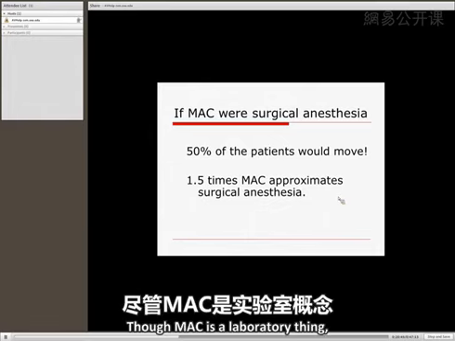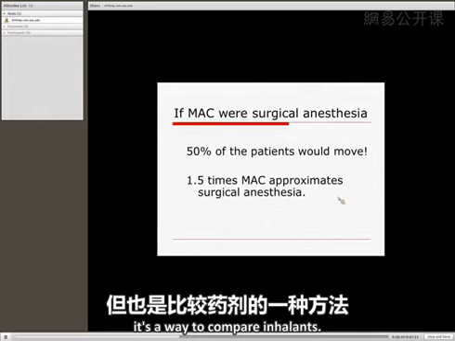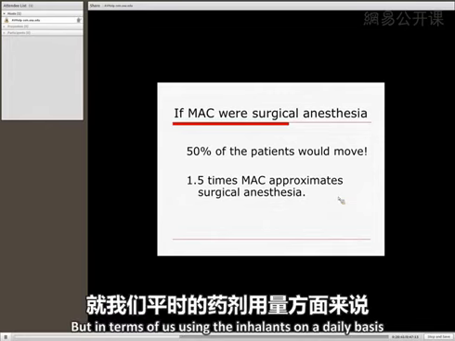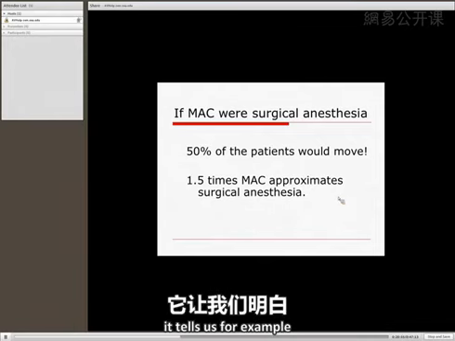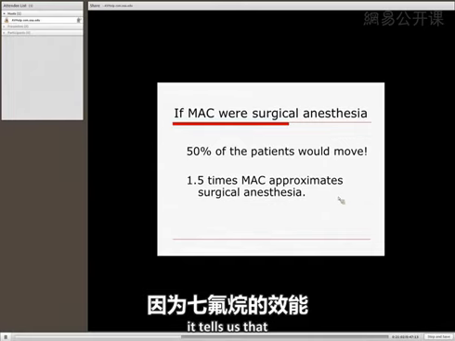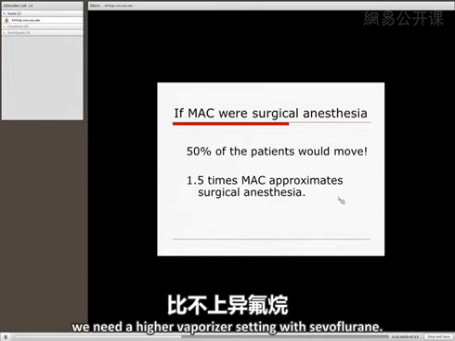So MAC is a laboratory thing. It's a way to compare inhalants. But in terms of us using the inhalants on a daily basis, it tells us, for example, since sevoflurane is less potent than isoflurane, that we need a higher vaporizer setting of sevoflurane in most instances.